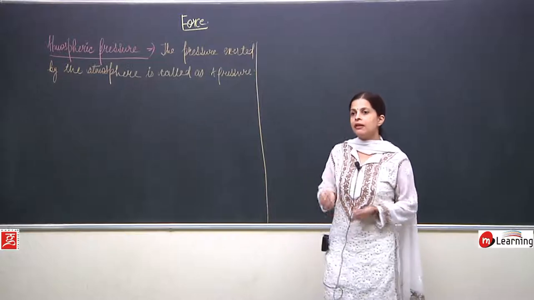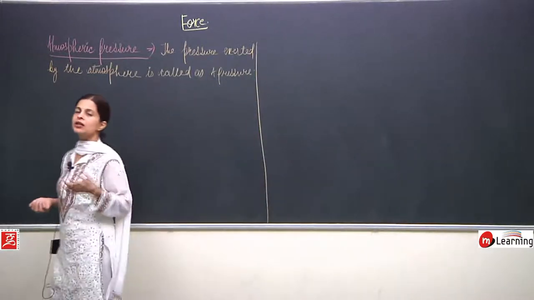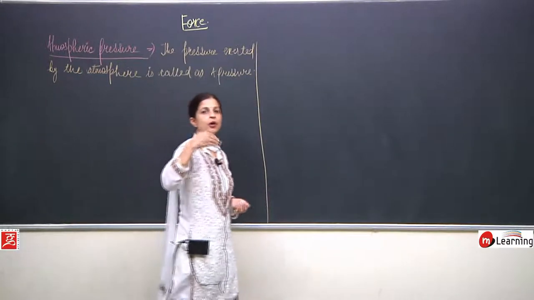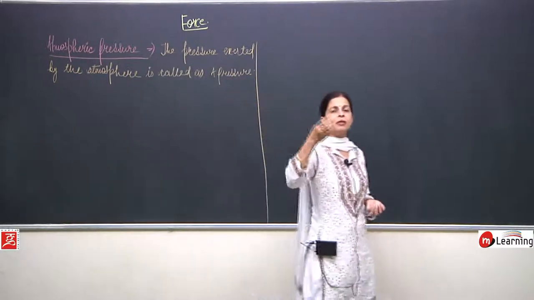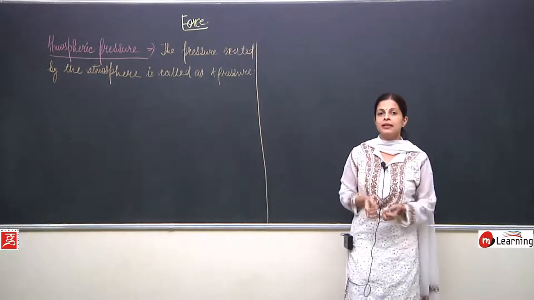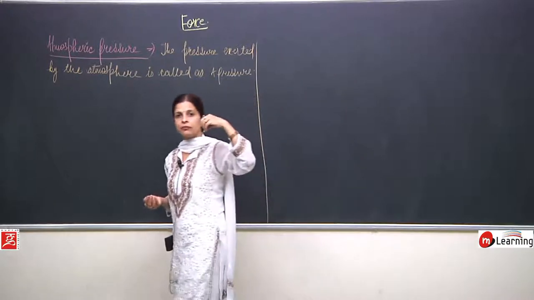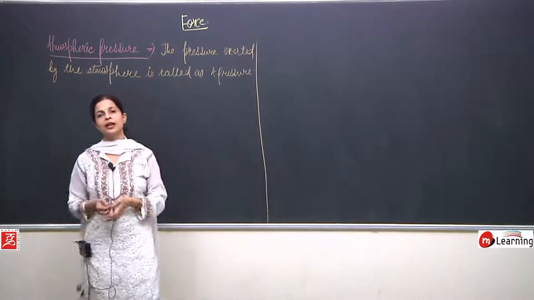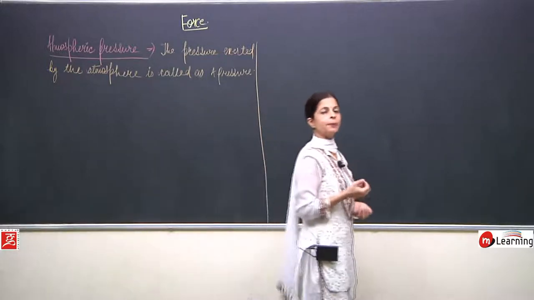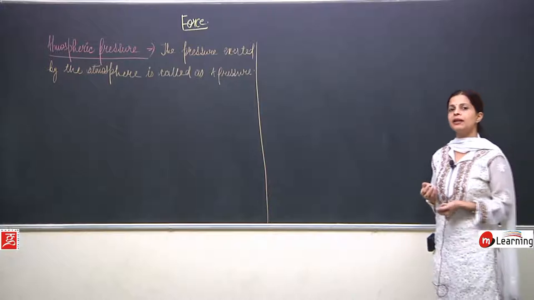Now you can just imagine the layers of air. We have atmosphere for many kilometers. That means air is present for such a distance, so just imagine the mass of the air which is there on us.